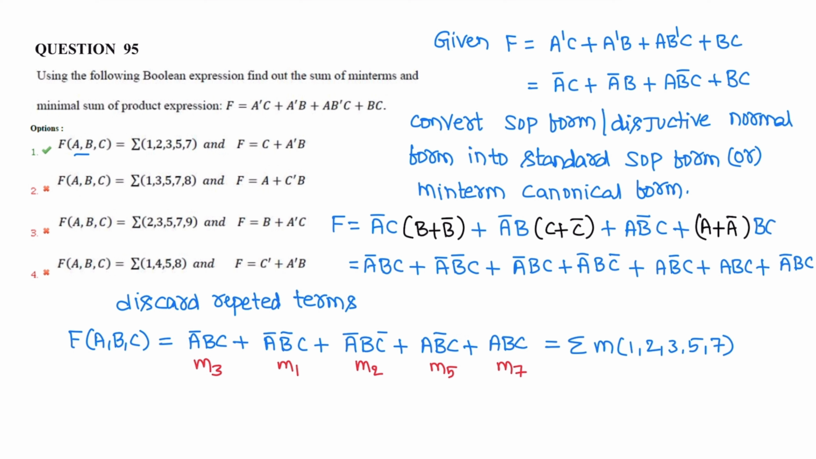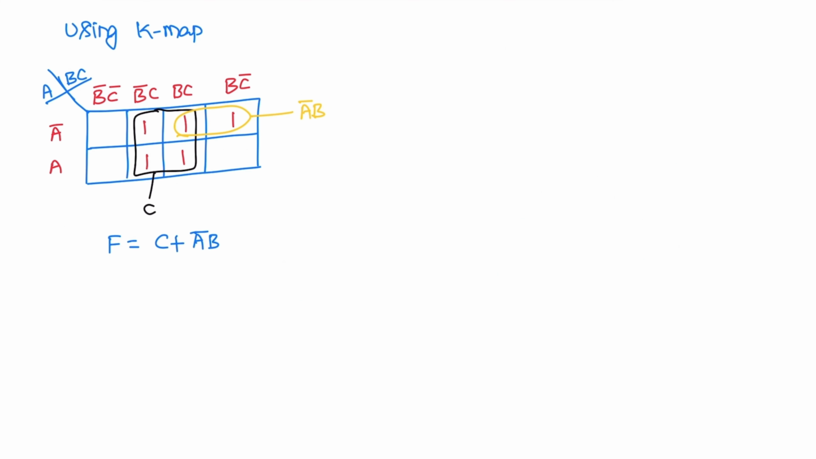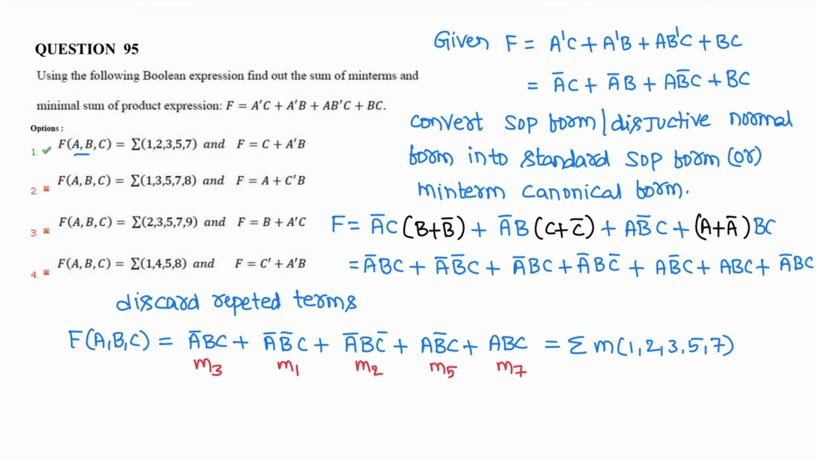Using this, for this function, apply the K-map. Using the K-map, we get the resultant expression f equal to c plus a bar b, and the minterms are 1, 2, 3, 5, 7. So the correct option is 1.